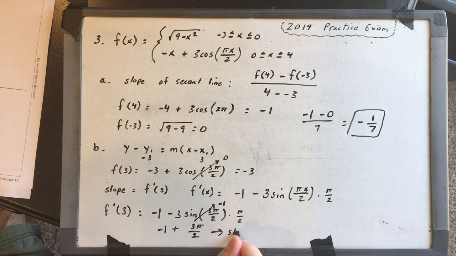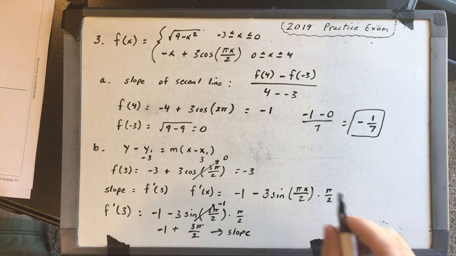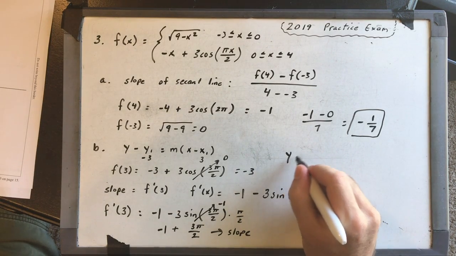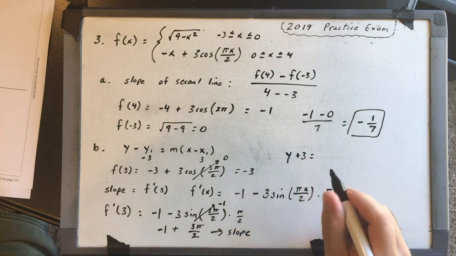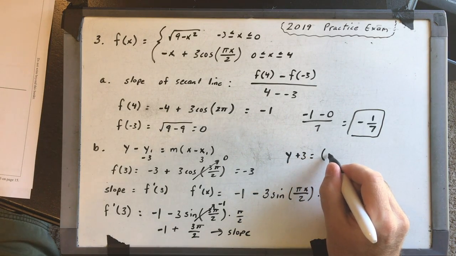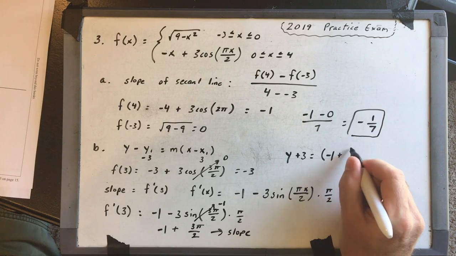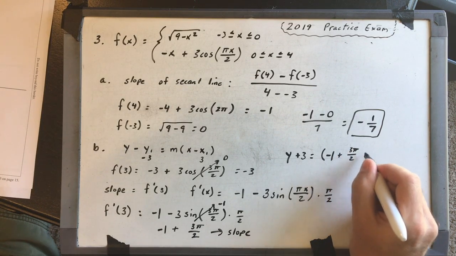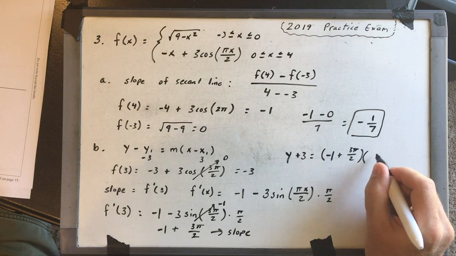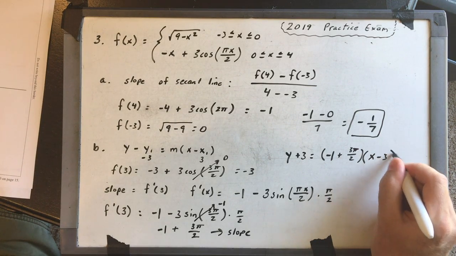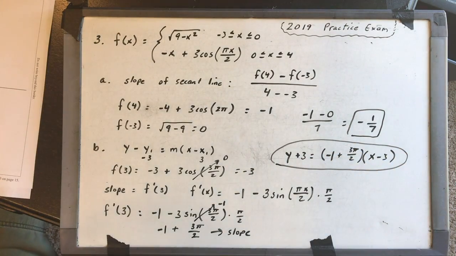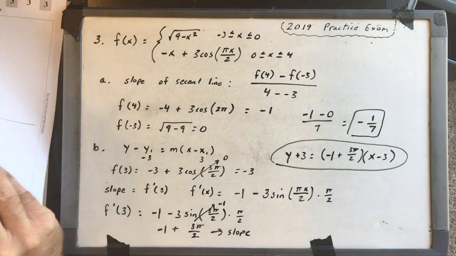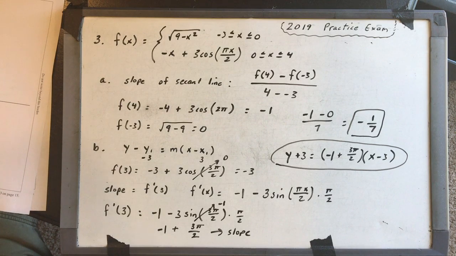Don't worry that it's kind of fancy. Just write it like that. So our tangent line equation is going to be y minus negative 3, that's plus 3, is equal to the slope. I'm going to put that slope in parentheses: negative 1 plus 3 pi over 2, times x minus 3. Hey, you can do that. All right. You know, not super duper easy, but doable.